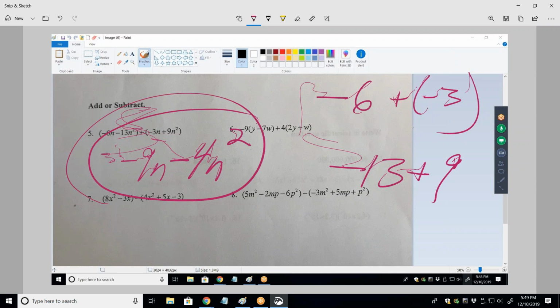So adding and subtracting these things is really a piece of cake. You don't have to worry about the rules of exponents or anything. Just remember you can only add and subtract like terms.